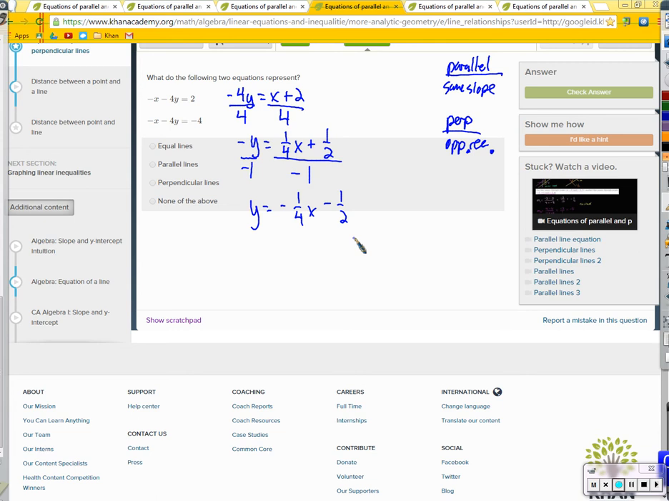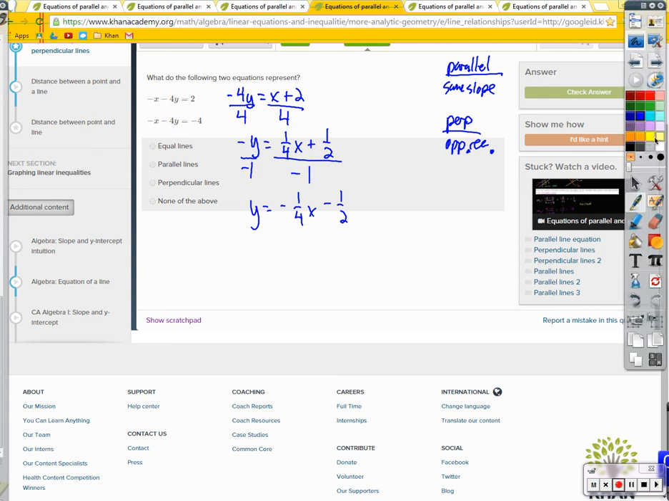So what's the slope of this line? Negative 1/4. It's right there. So the slope of the other line needs to be positive 4 over 1 or negative 1/4, if it's parallel. It's just asking, what are these lines? Are they equal? Are they parallel? Are they perpendicular? So we'll do the other one. What Destiny did was take the equation and convert it into slope-intercept form, and she said, there's the slope. I need to know the slope to know if they're parallel or perpendicular.